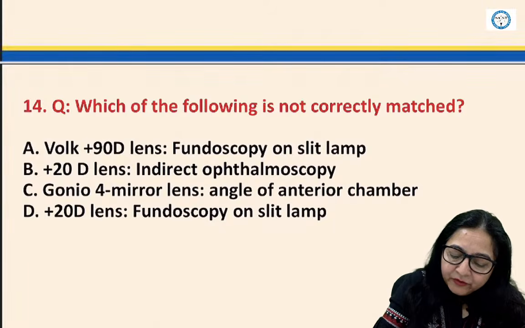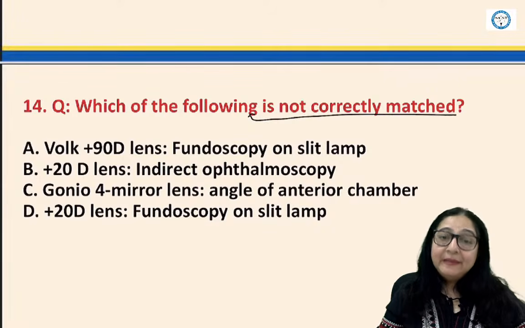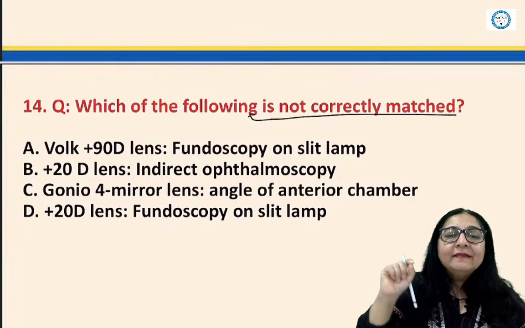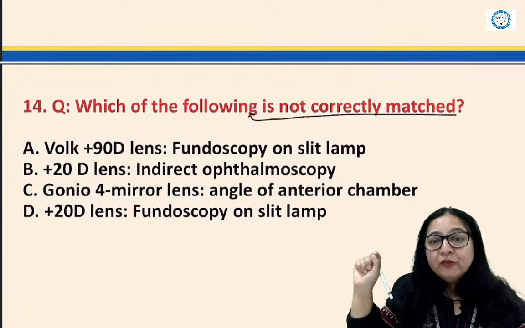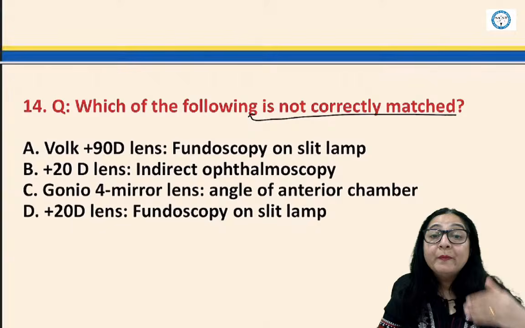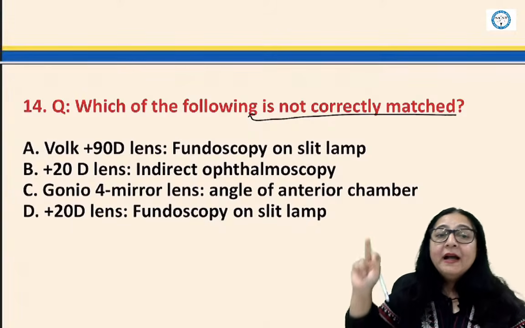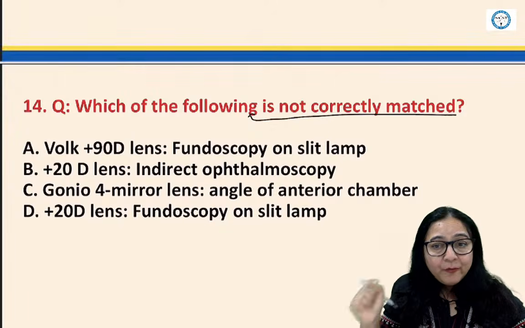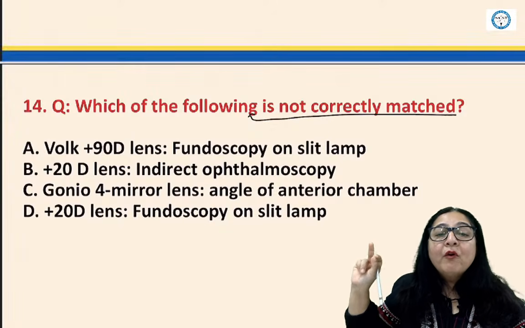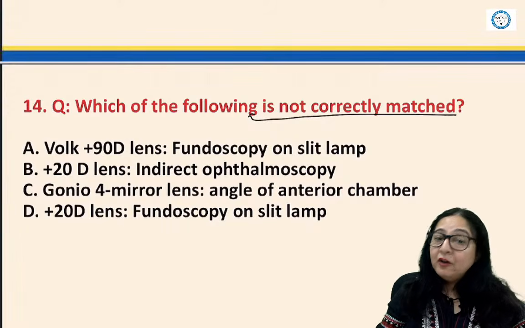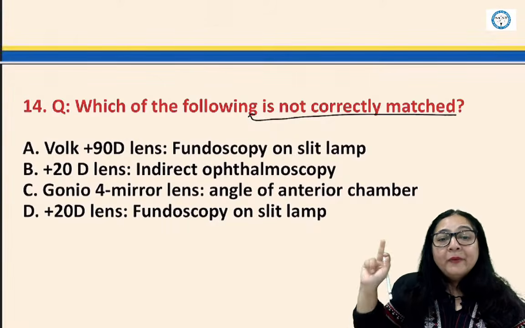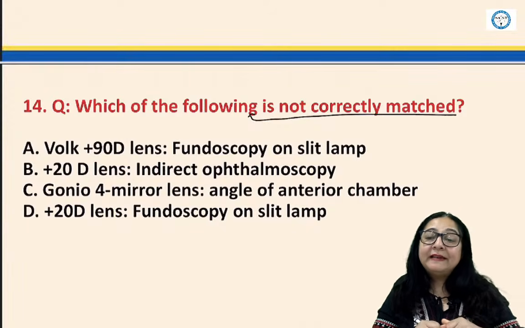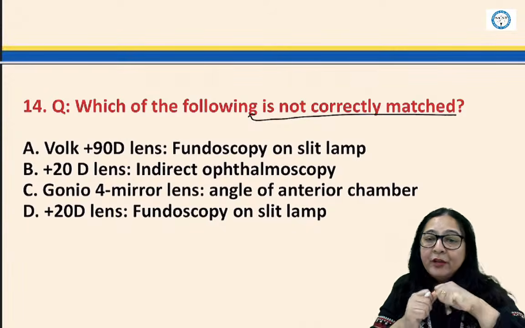So have a look, which of the following is not correctly matched? What are the statements? Plus 90D lens used for fundoscopy on the slit lamp. Fundoscopy means fundus examination. Plus 20 diopter lens used for indirect ophthalmoscopy. Gonio four mirror lens used for angle of anterior chamber. Plus 20 diopter lens used for fundoscopy on the slit lamp.